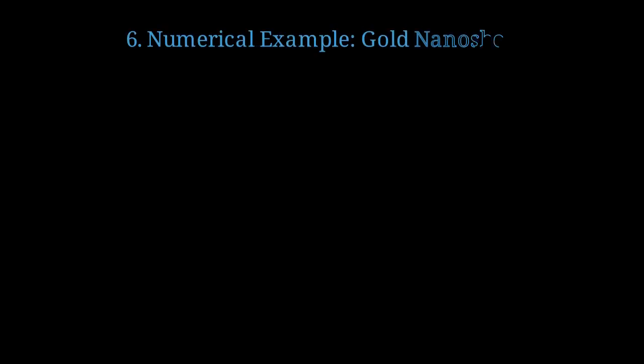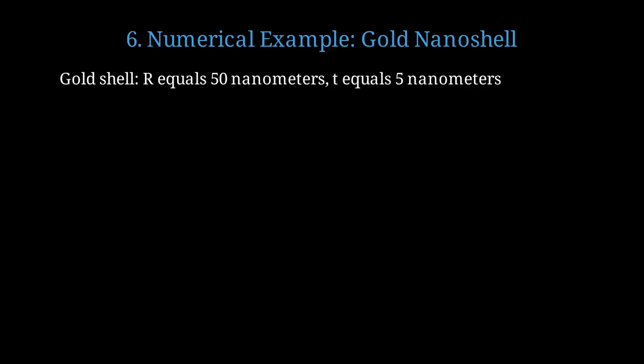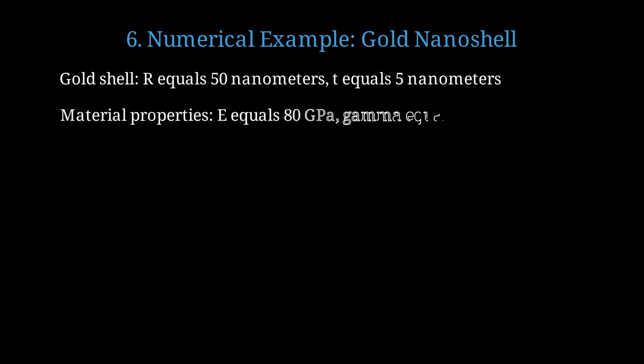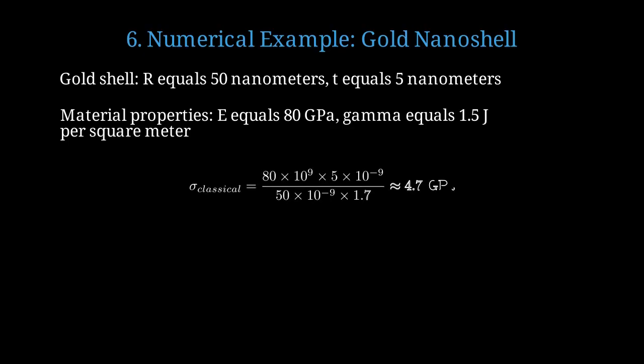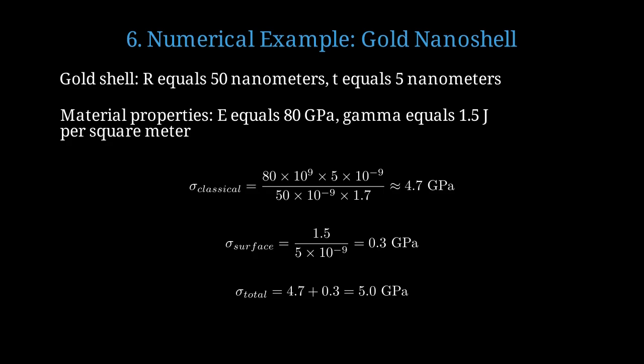Let's work through a concrete numerical example using a gold nanoshell to see these effects in action. Consider a gold nanoshell with radius 50 nanometers and thickness 5 nanometers. Gold has a Young's modulus of 80 gigapascals and surface stress of 1.5 joules per square meter. The classical prediction gives us a critical stress of approximately 4.7 gigapascals. The surface contribution adds another 0.3 gigapascals. The total critical stress becomes 5 gigapascals, about 6% higher than classical theory predicts.